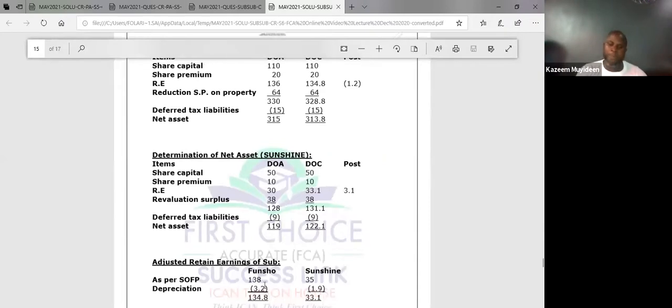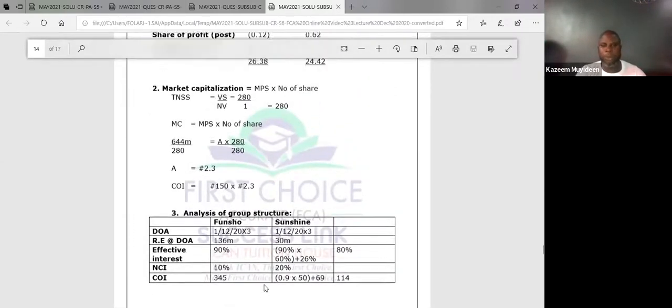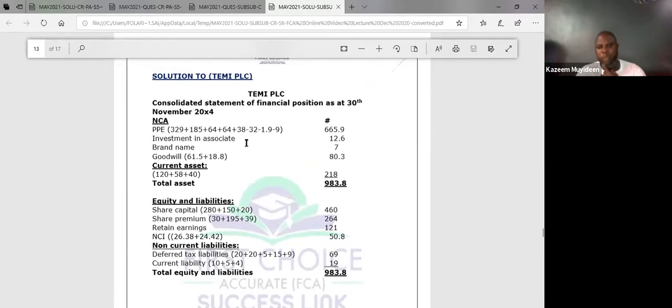So I'll go up to the PPE and credit the PPE, not 32, 3.2. How do I get it? The revaluation surplus times depreciation is supposed to charge on the surplus. It does not charge depreciation on the surplus.